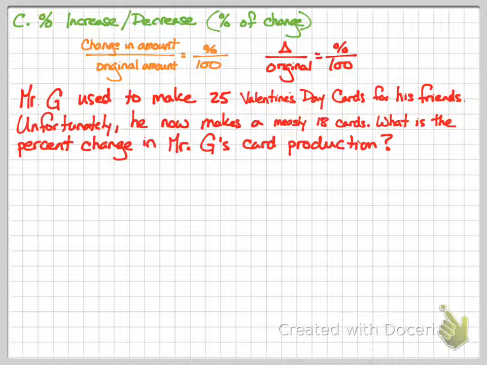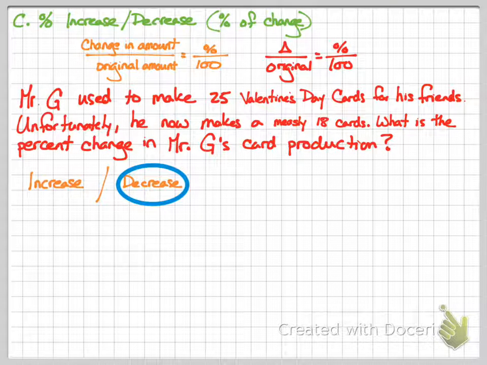Mr. G used to make 25 Valentine's Day cards for his friends. Unfortunately, he now makes a measly 18 cards. What is the percent change in Mr. G's card production? Well, first thing we've got to think is, was this a percent increase or a percent decrease? We went from 25 to 18, so that's a decrease. So now we know we're looking for percent decrease. In actuality, it doesn't change the problem one bit, but we need to know the type of answer we're going to give. This is a percent decrease answer.